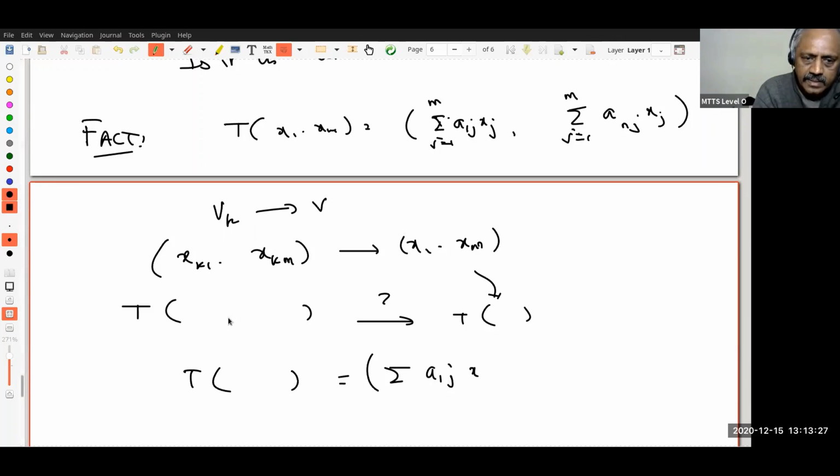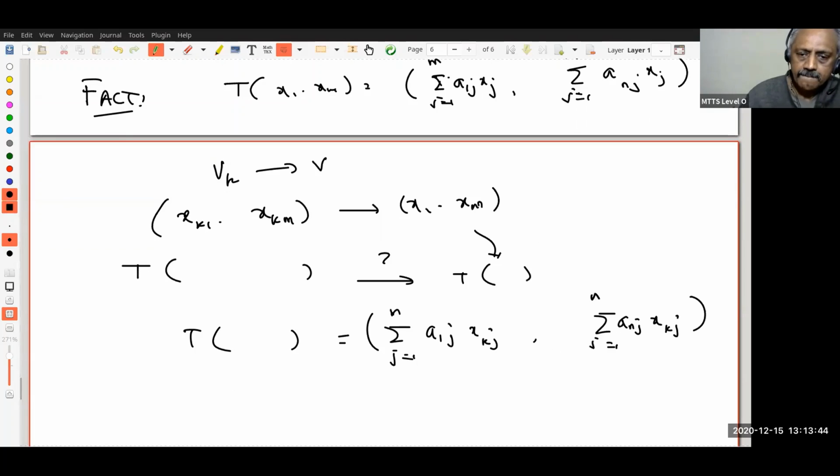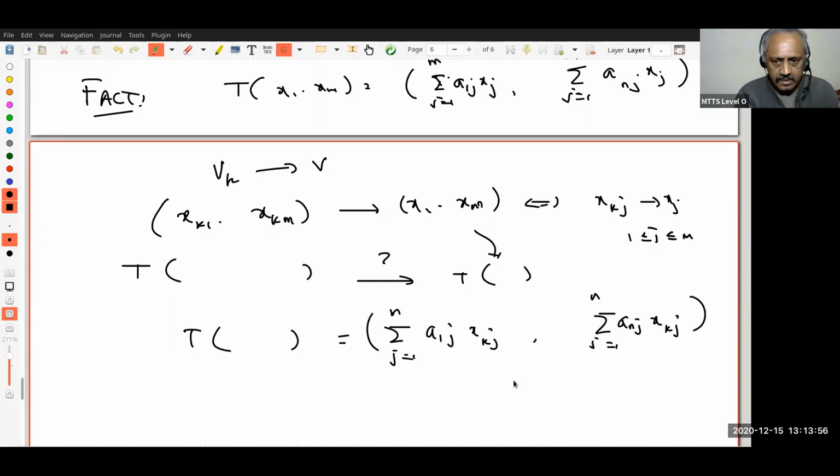a1j xkj, and j is running from 1 to m. And similarly, the last one, anj xkj, j equal to 1 to m. Right? Now, this happens, we know, if and only if xkj converges to xj for 1 less than or equal to j less than or equal to m. Right? Therefore, xkj converges to xj, and multiplication by a1j times xkj converges to a1j times xj, and the summation of that thing converges to the sum.